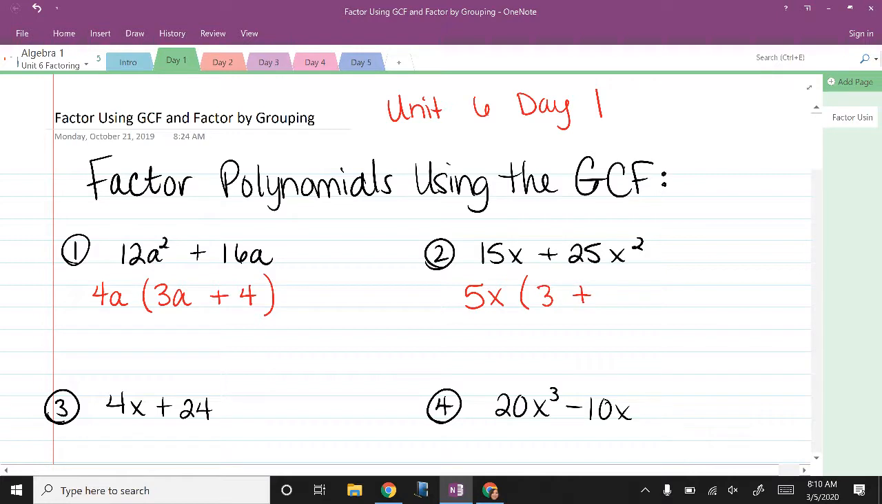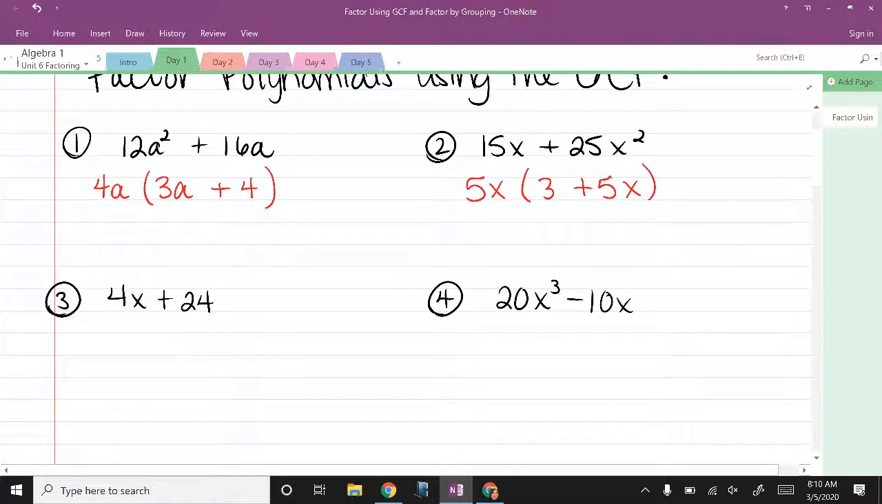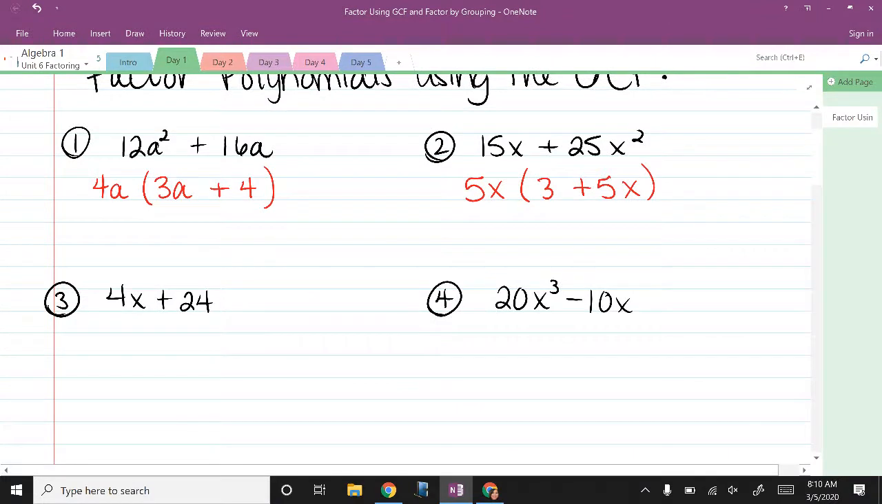Plus what times 5 makes 25? And does that one need any more x's? I need one more x to make an x squared. Is that okay? And then we check it. You can just check it in your brain. It's 5x times 3, 15x. It's 5x times 5x, 25x squared. I see why this is my favorite. So we're unmultiplying.